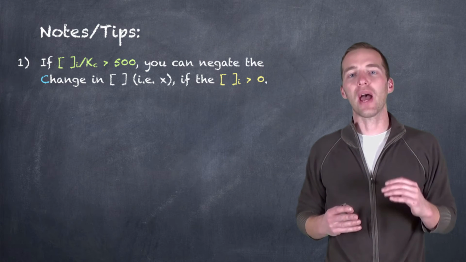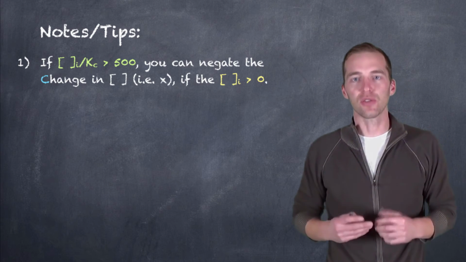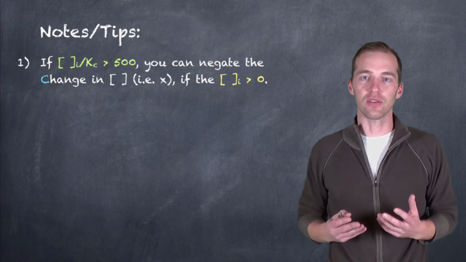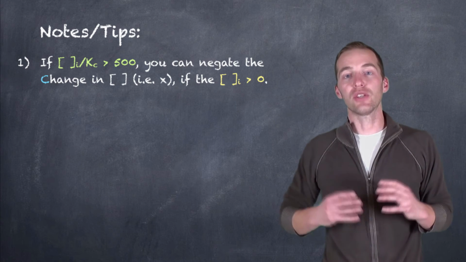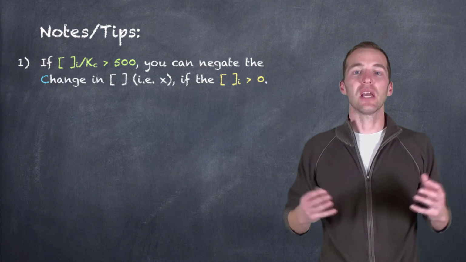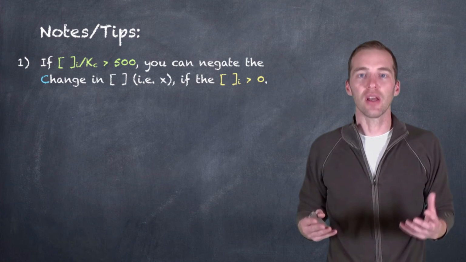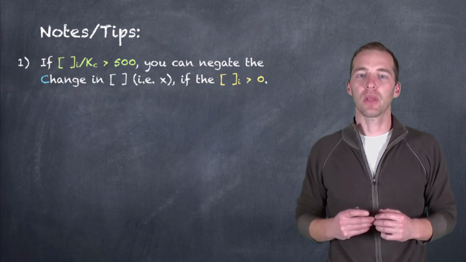That is, you don't have to worry about the value of X if the initial concentration is greater than 0. If the initial concentration is 0, for example, for a product in most of our reactions, then any change is significant, and so you don't have to negate it.